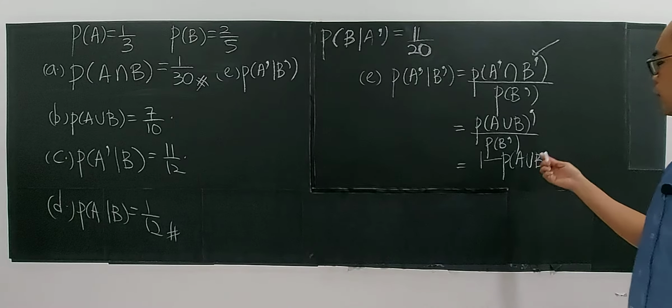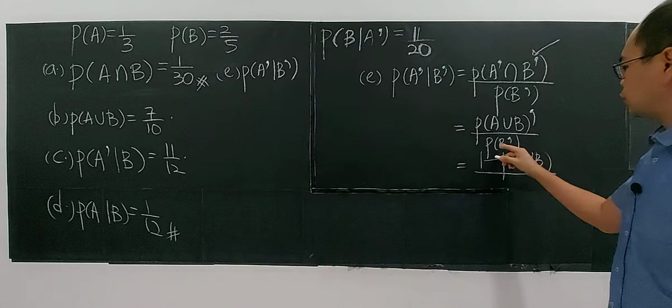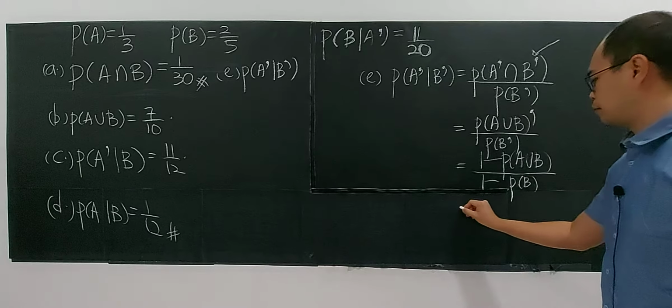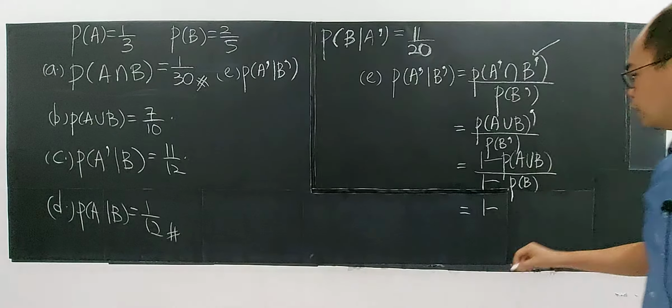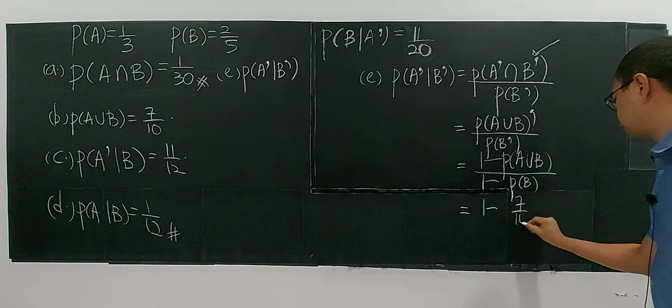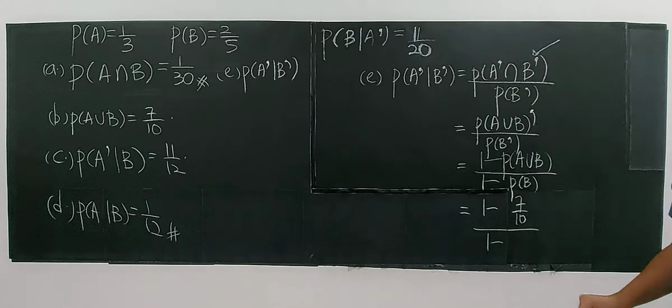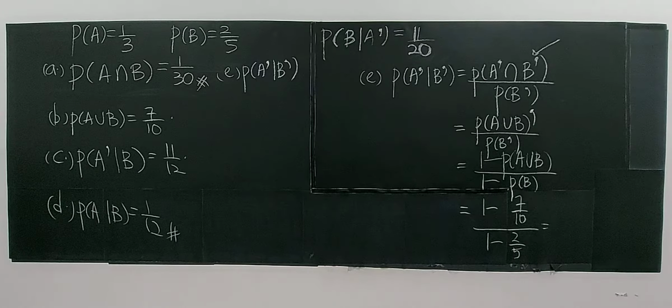So as you know, the probability of A union B plus its complement, definitely you're getting 1, right? Same thing also, you have 1 minus the probability of event B. So of course, you can get all the information there, right? A union B is 7 over 10, and the probability of B will be 2 over 5. You calculate and you will get your answer.